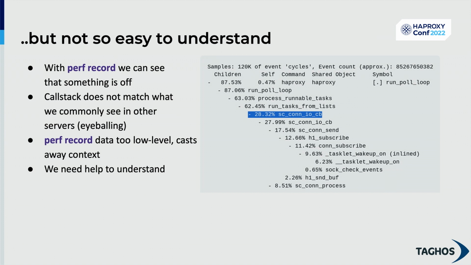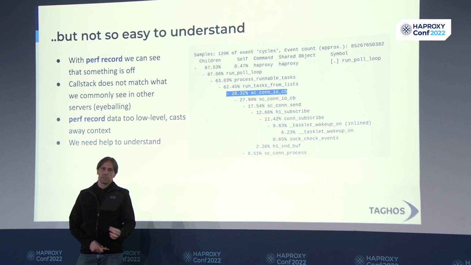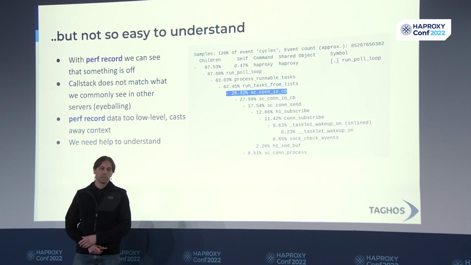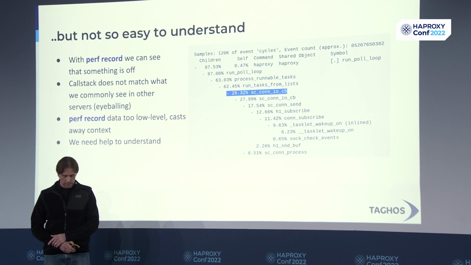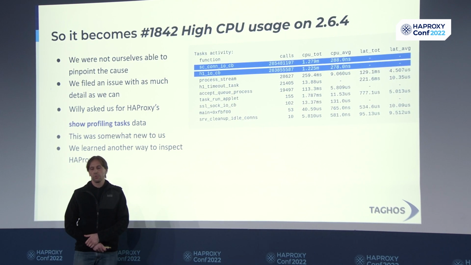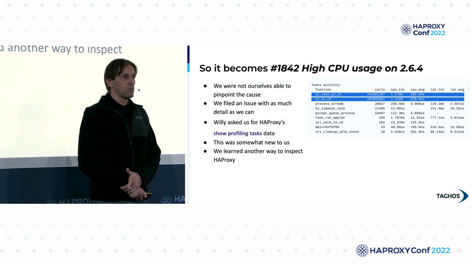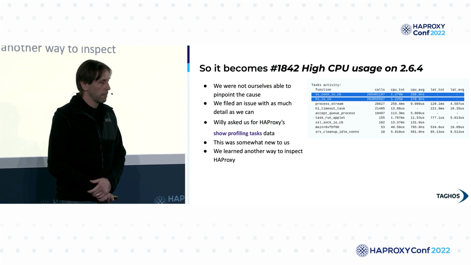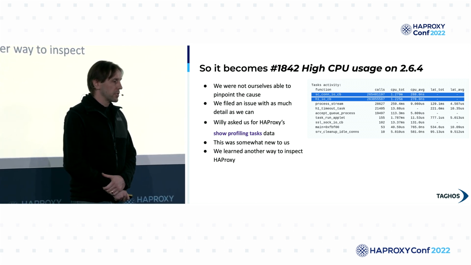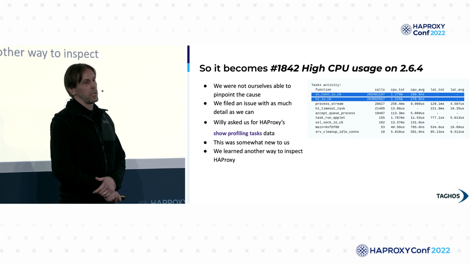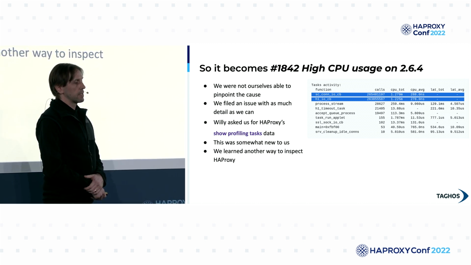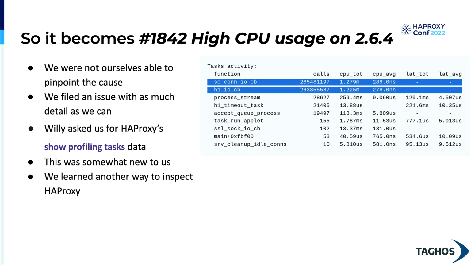We noticed a hot call stack that we were not used to seeing in our servers, but because perf record data is so low level, we were not able to make sense of it. So we asked for help, as we were not able to find out what was wrong. We filed a ticket, and we included as much data as we knew how to gather. And they quickly asked us about show profiling data. This was new to us. We had not used it by then.